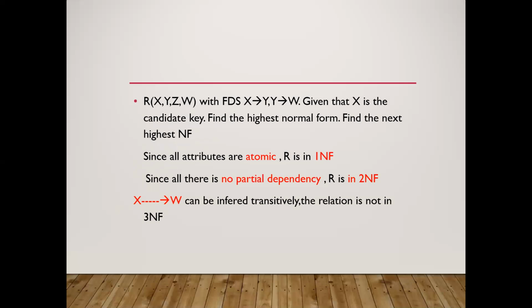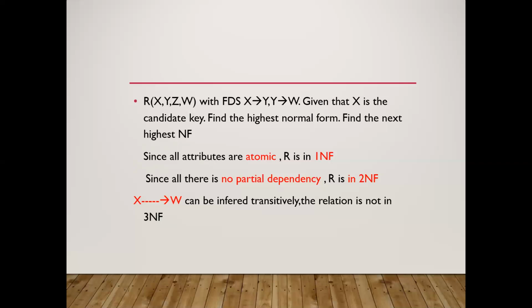Next, the relation R of x, y, z, w with functional dependencies x to y, y to w. Given that x is the candidate key, find the highest normal form and find the next highest normal form, assuming that all the attributes are atomic. So we can say the relation is in 1NF. Is there any partial dependency here? Here X is the candidate key. If a single attribute is a candidate key, then there is no possibility of a partial dependency. So there is no partial dependency here, so we can say that the relation is in 2NF also.